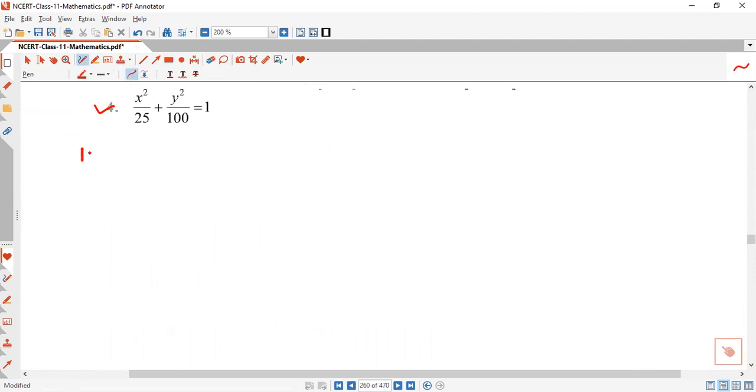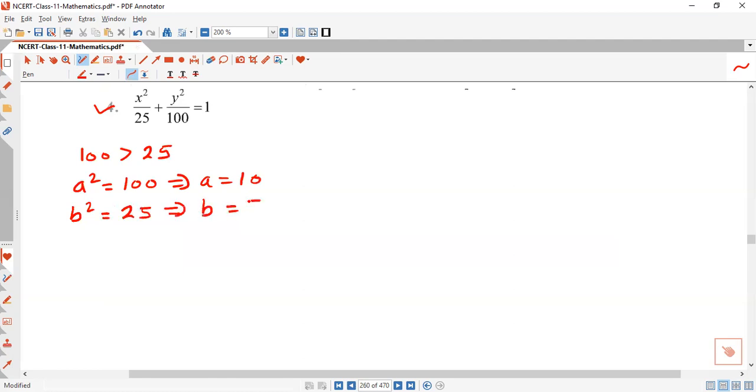You see here the 100 is greater than 25. So a square will be 100, implies that a equal to 10. So b square will be 25, implies that b equal to 5. Now the standard equation of ellipse.